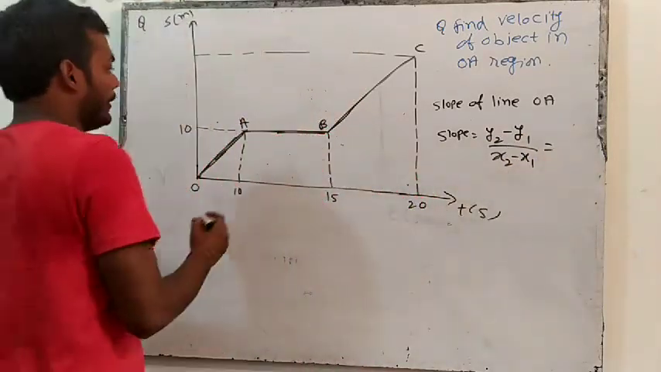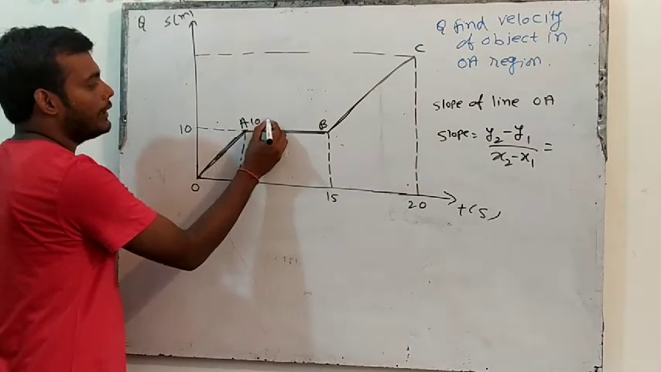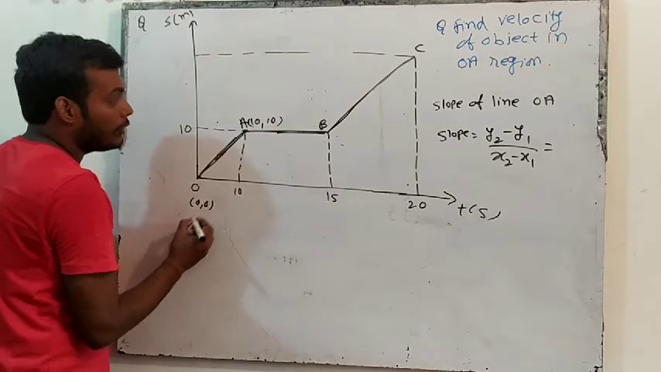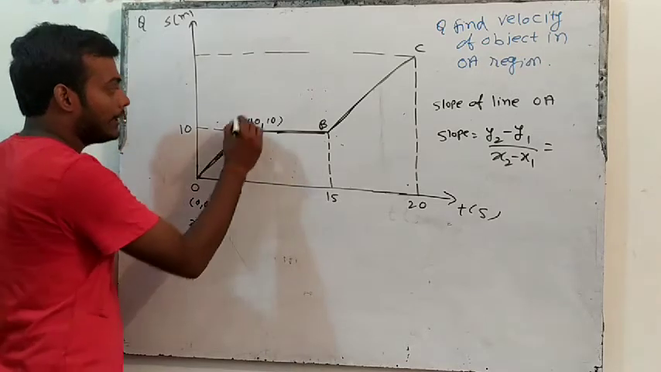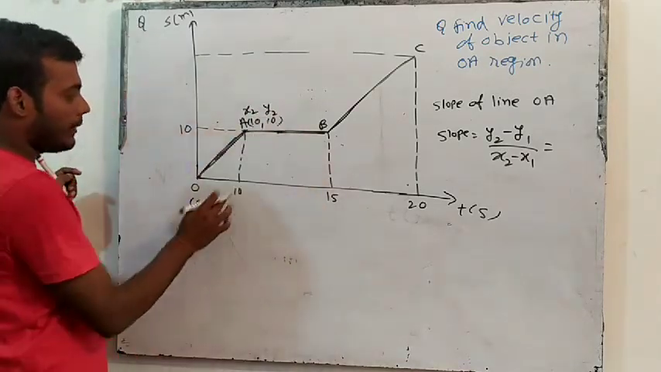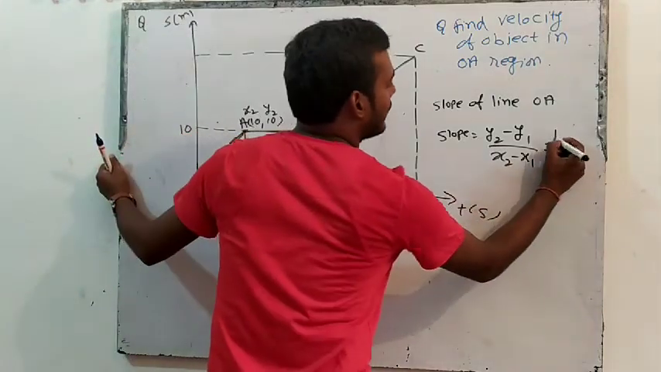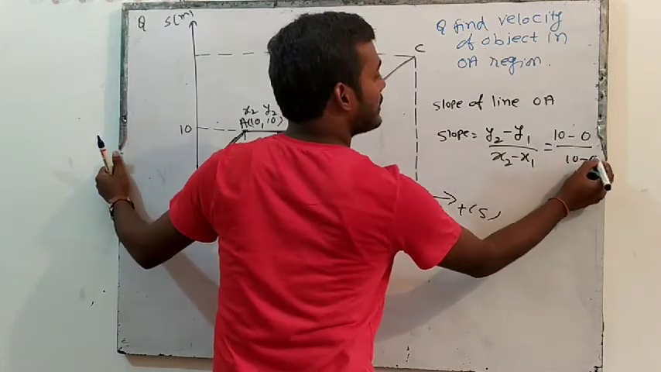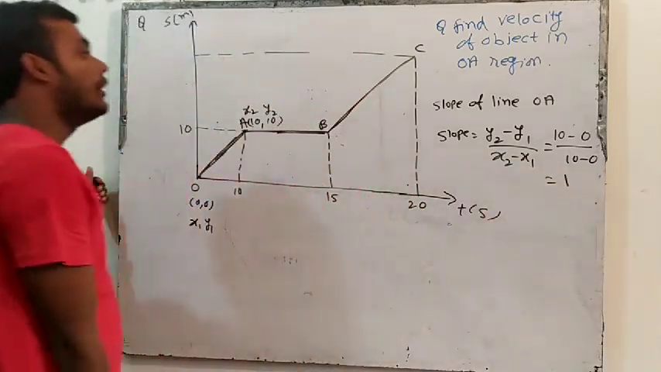See, what is y2 here? This point's coordinate will be 10, 10, right? And this point's coordinate will be 0, 0. So this is x1, y1, and this is x2, y2. So y2 minus y1 is 10 minus 0, divided by x2 minus x1, 10 minus 0. So this will be 10 by 10, that means 1. Slope is how much? 1.